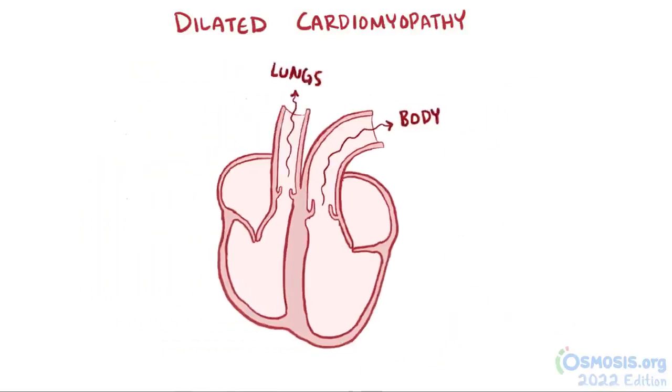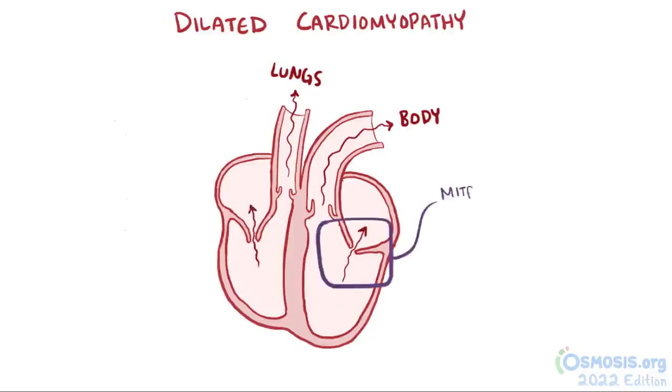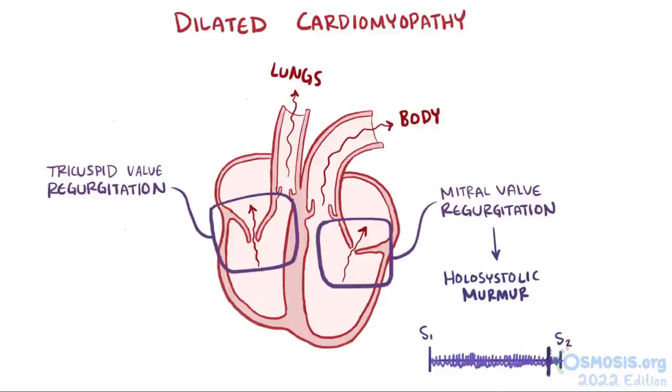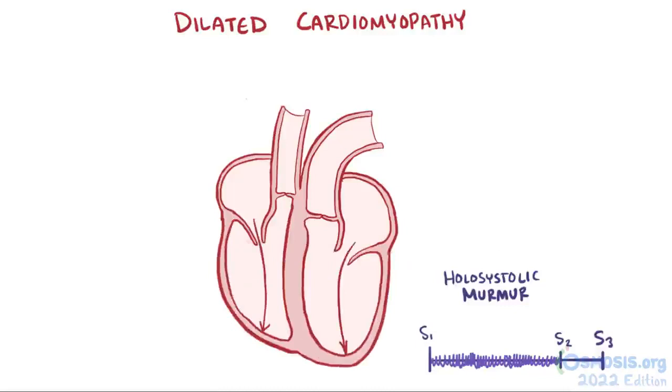Also, when the chambers get larger, they tend to stretch out the valves that separate the atria and the ventricles. When stretched, the valves can't close all the way, so they start to regurgitate blood back into the atria, called mitral valve regurgitation on the left side and tricuspid valve regurgitation on the right. The former of which might be heard on auscultation as a hollow systolic murmur, meaning that it happens throughout systole. In addition to that, you might also hear an S3 sound, which is the result of blood rushing into and slamming into the dilated ventricular wall during diastole.